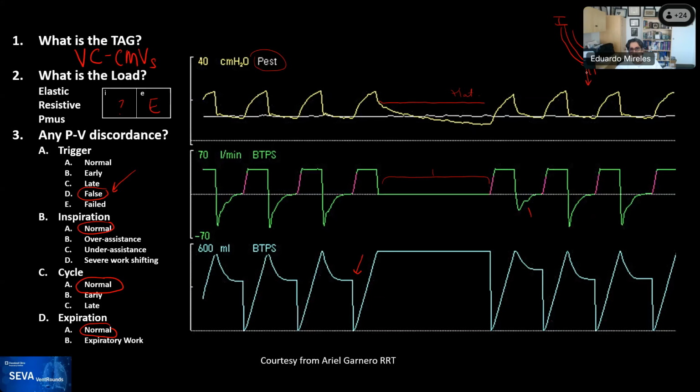But when there's a leak, now air is leaking from the system, and the machine is going to think that the patient is taking a breath, and that's where the false trigger comes.